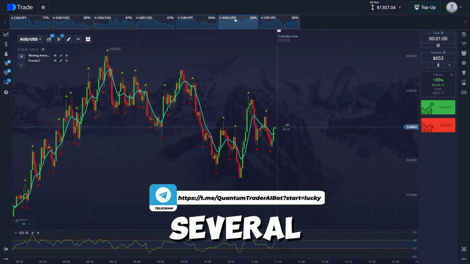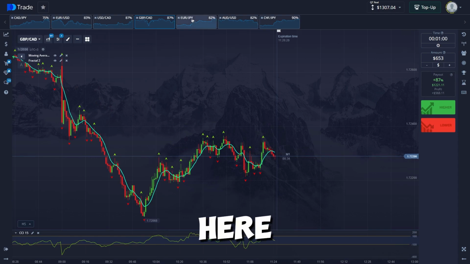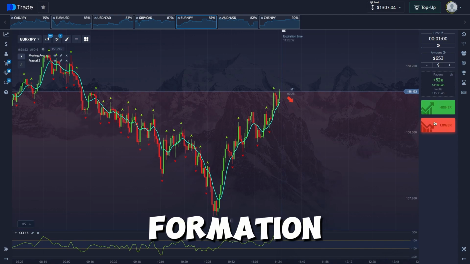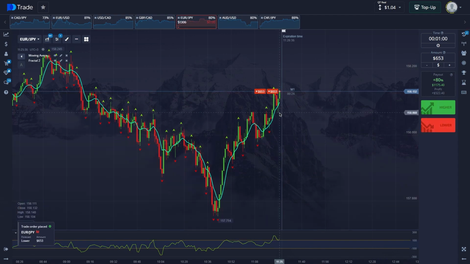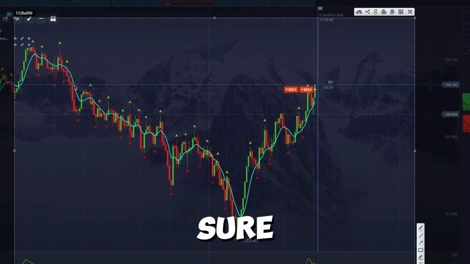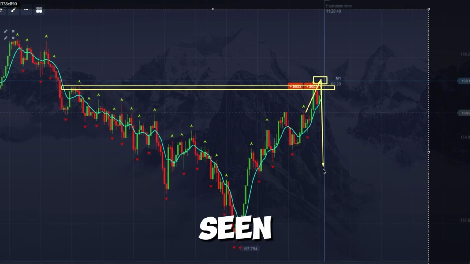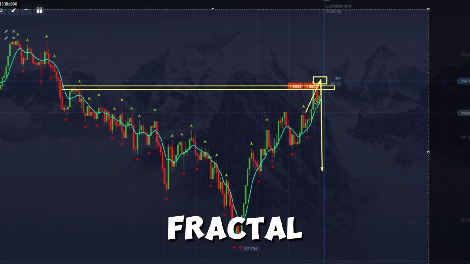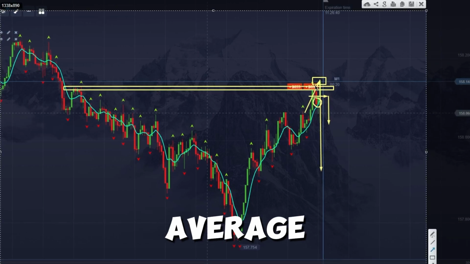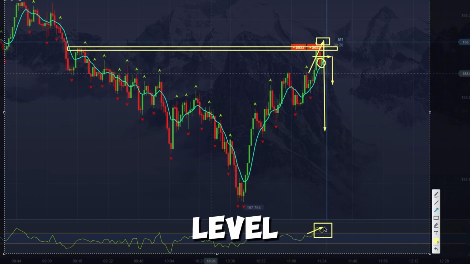There are several SME currencies. I want to open down here. I'm paying attention to the trend here and the formation of a new local high. In fact, the trend is downward from this point. I'm sure you understand that many things can be paid attention to. We've seen a pullback in price, we've seen a fractal update of the local high, and the trade opens ahead of the moving average. I'm going to expect a breakout of our average from this level.